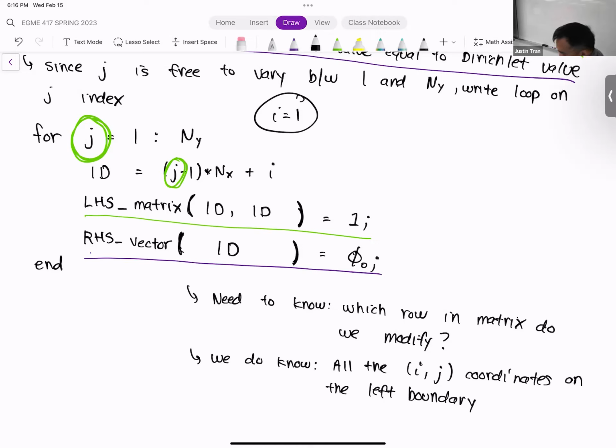Well, we can simplify this a bit more. Because we know that I is fixed at 1, we don't actually have to put I in this equation. We can just replace that with 1.